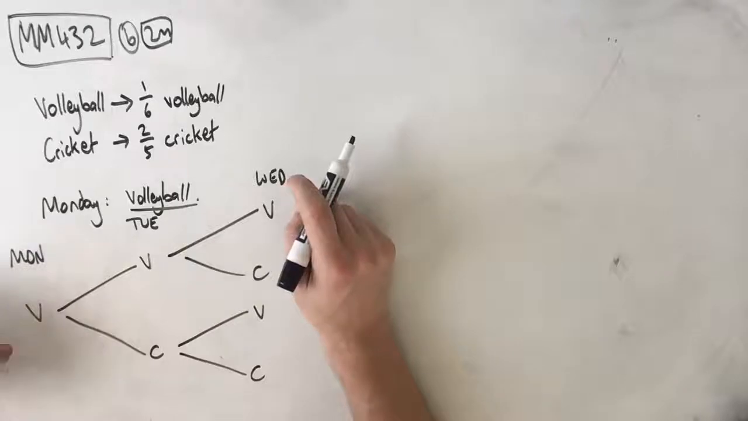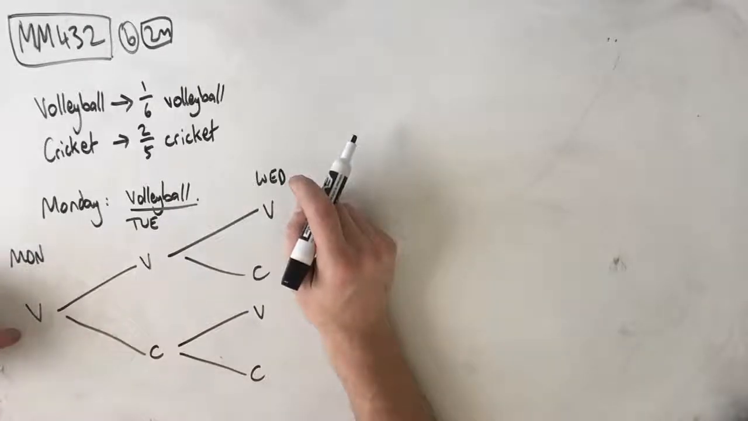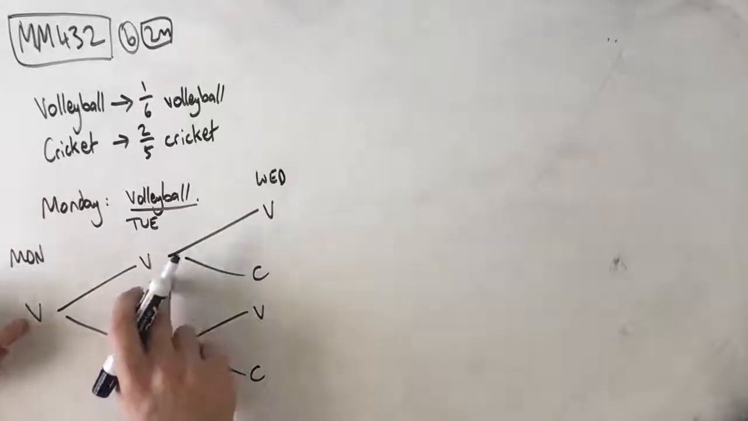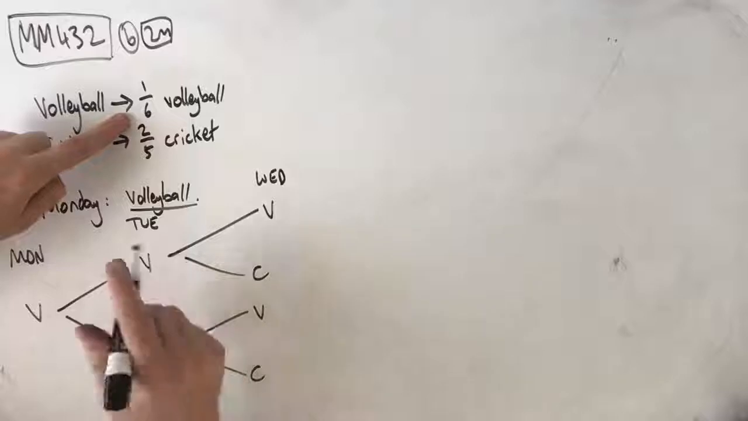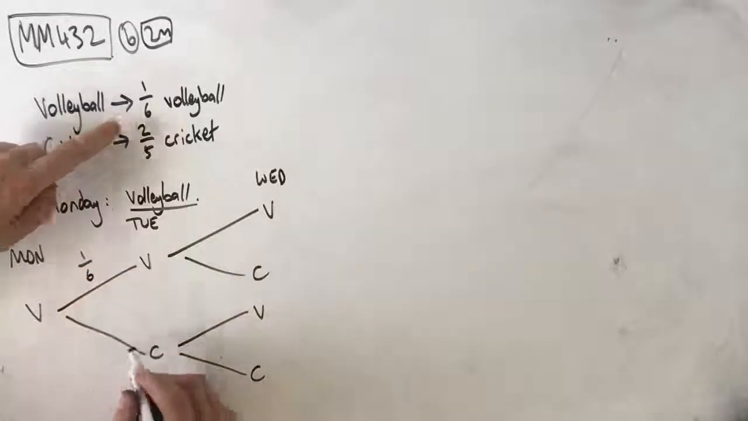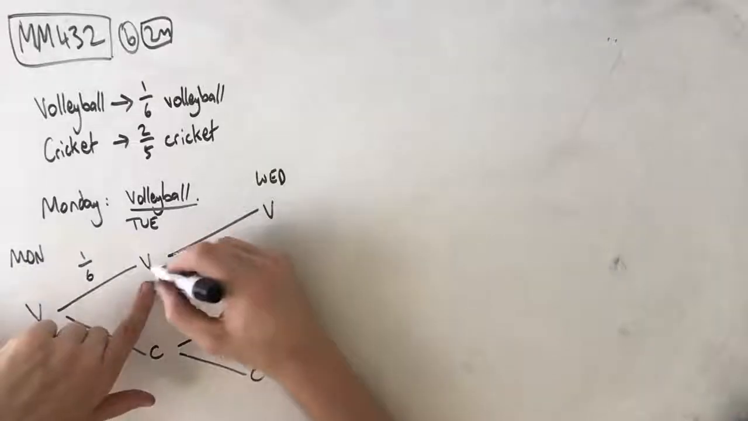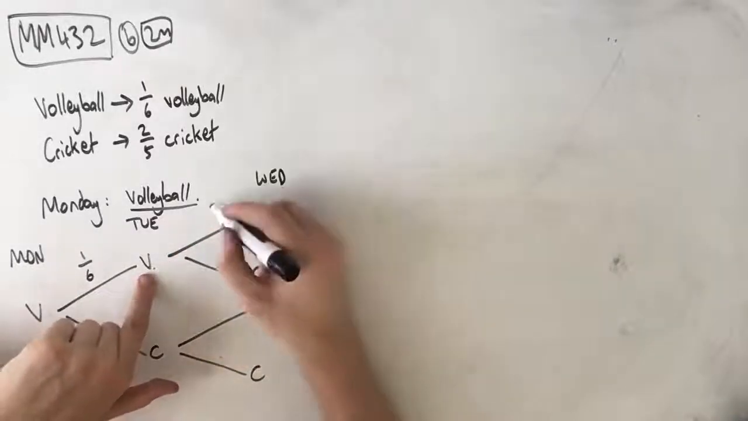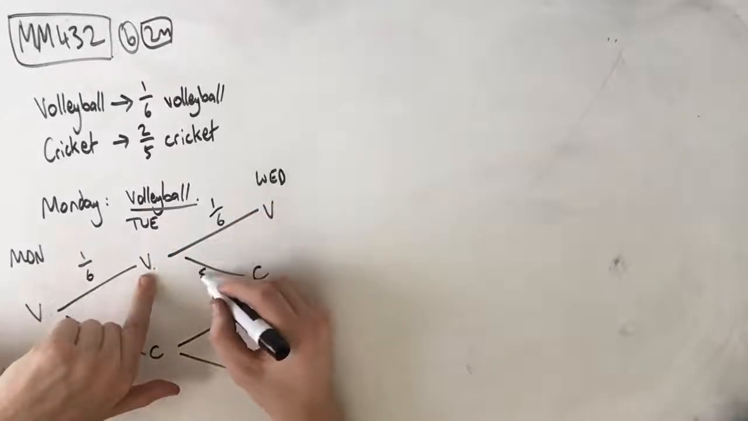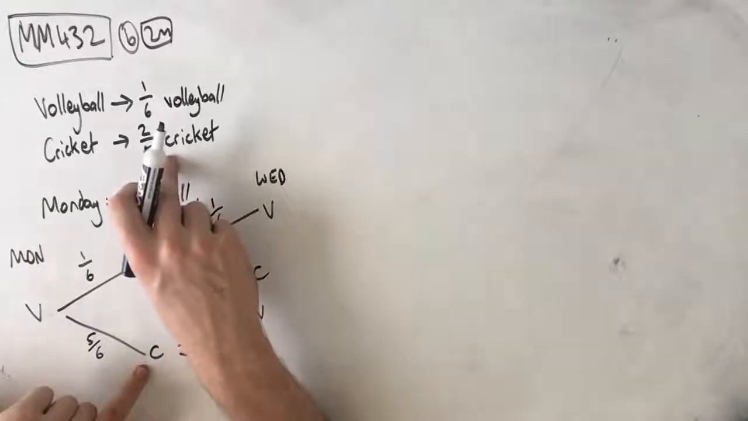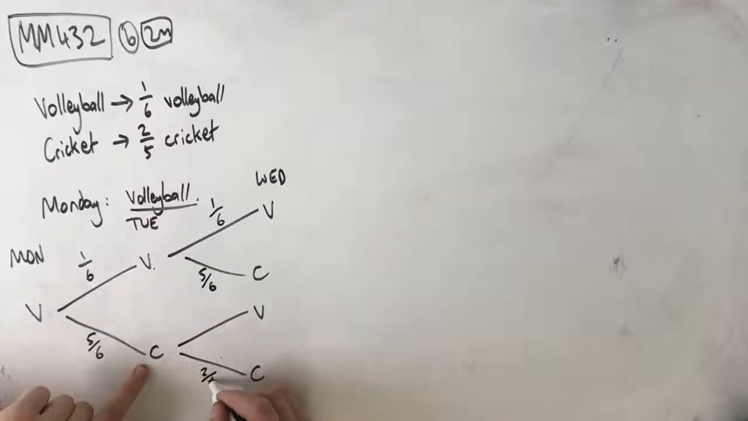Awesome. So firstly, before we start even doing this, we need to figure out our probabilities and fill in our tree diagram. So if he plays volleyball on the Monday, the probability that he plays volleyball on the Tuesday is 1 in 6. Which means that the probability that he plays cricket is 5 in 6, because these two have to add to 1 as always. Again, if he plays volleyball, the probability he plays volleyball the next day is 1 in 6, and so cricket is 5 in 6. If he plays cricket, the probability that he plays cricket the next day is 2 in 5. So that's a 2 in 5.